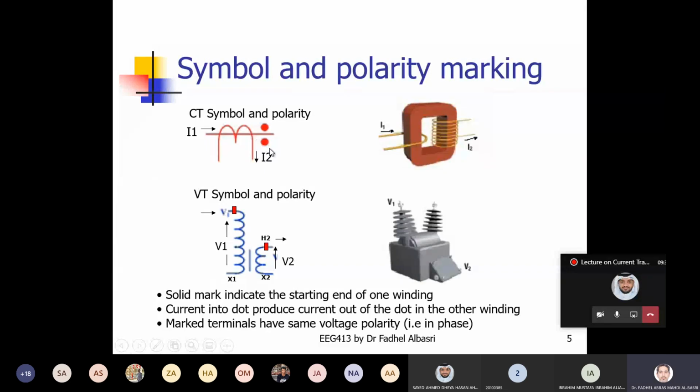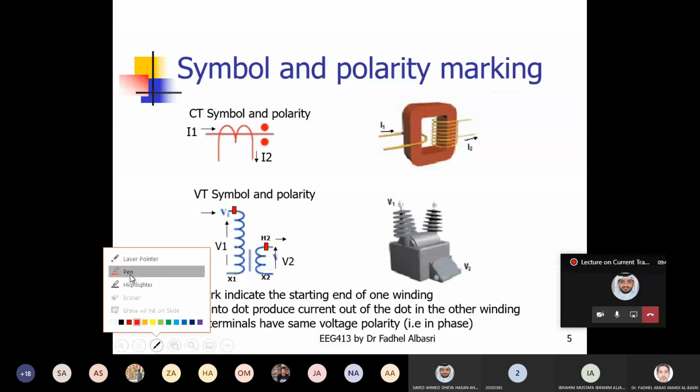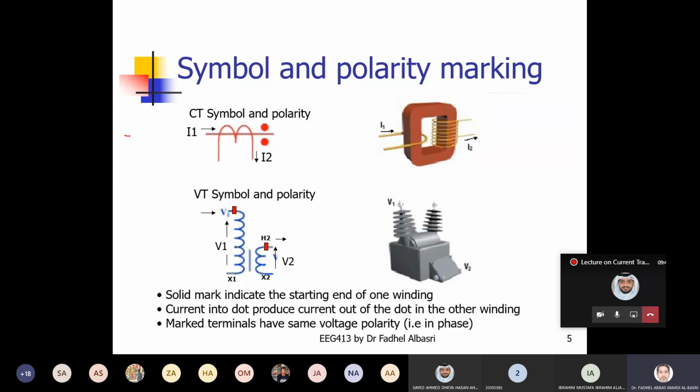The symbol for the CT is either this, but we can use also this symbol, which is a circle. This part represents the primary, which is just one turn. The cable passes through the core, and the secondary is wound type. So this is the secondary.